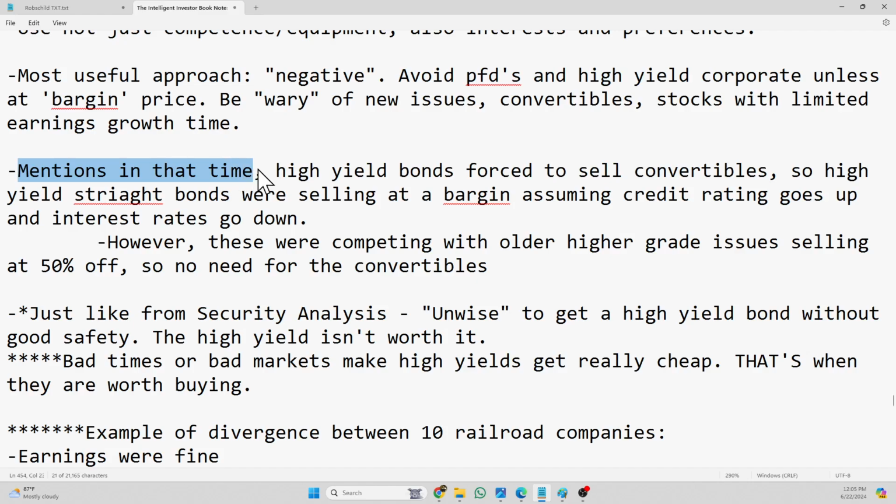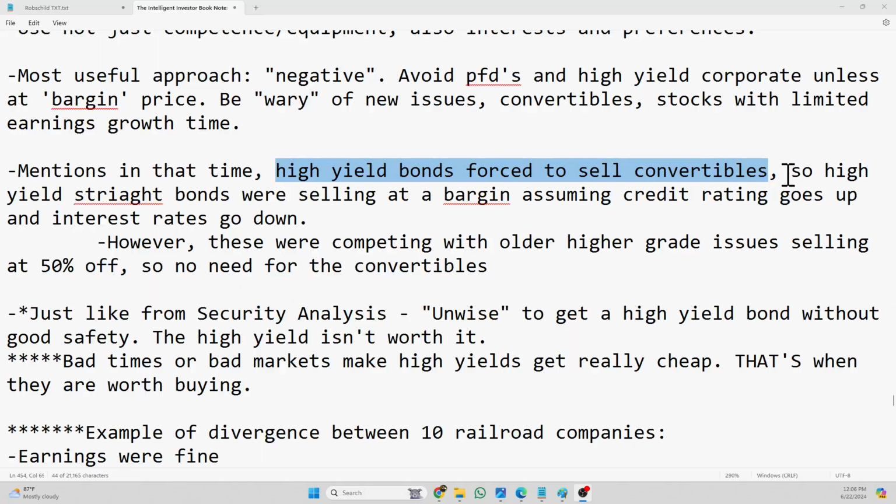He mentions that in that time, as of 1972, high yield bonds were forced to be sold as convertibles. So, in other words, convertibles are great. You get a bond, and then you can trade it in for this many stocks someday. So if the stock price balloons, the value of your bond balloons with the stock, and so you have that safety. It's a really good feature of corporate bonds if you get into them. But so high yield straight bonds were selling at a bargain.